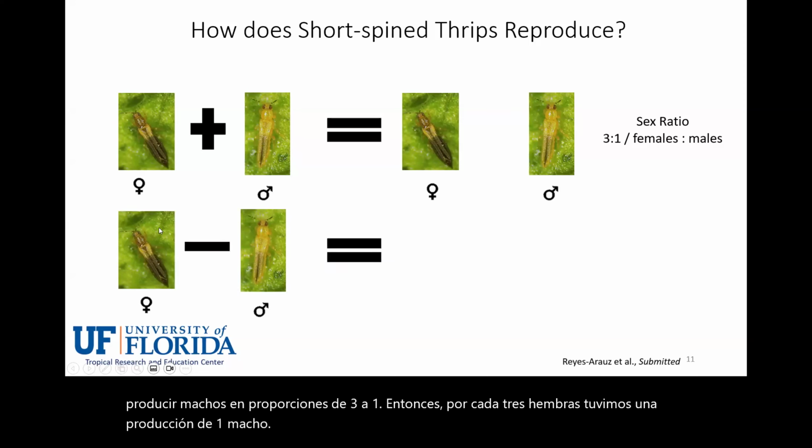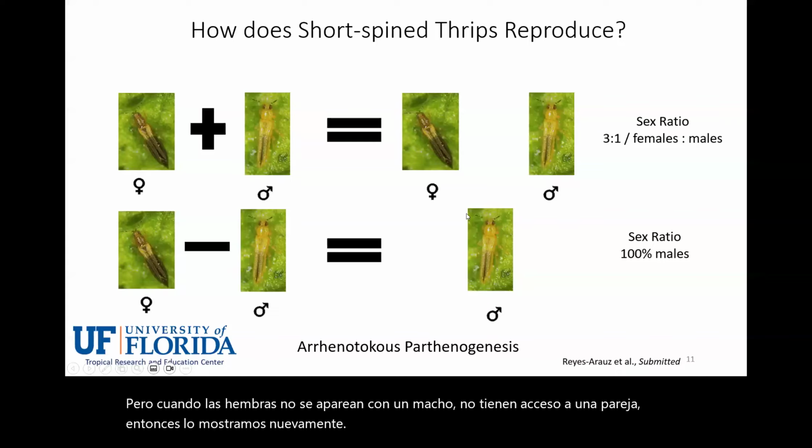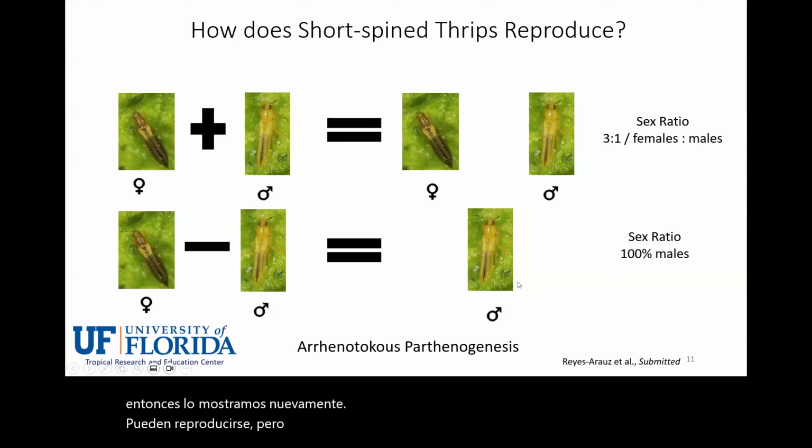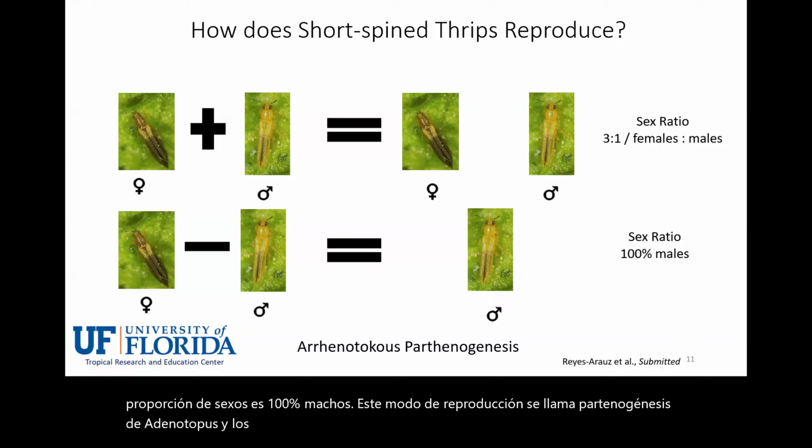But when the females do not mate with a male, do not have access to a mate, then we saw that again they can reproduce, but this time all their offspring are males. And in this case, the sex ratio is 100% males. This mode of reproduction is called arrhenotokous parthenogenesis, and the insects use this in order to overcome the obstacle of reproduction when the males are not available.